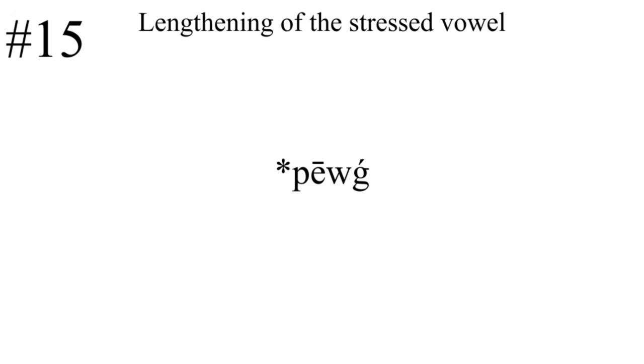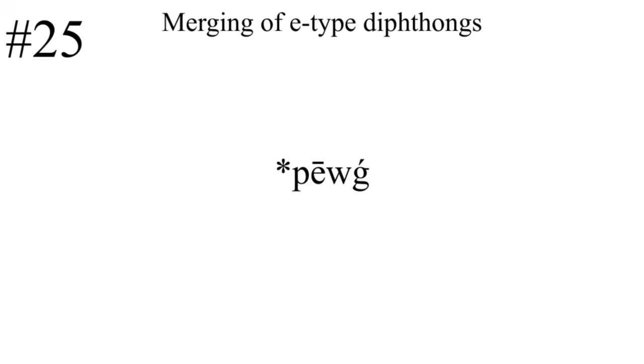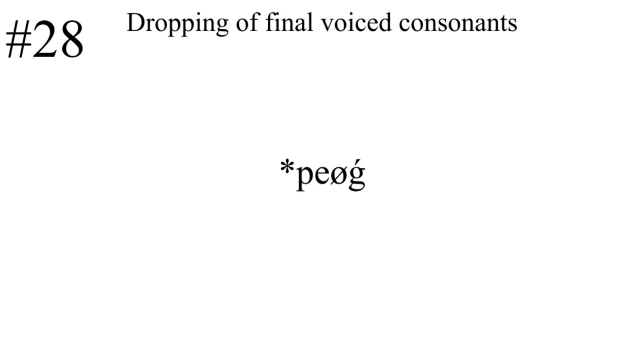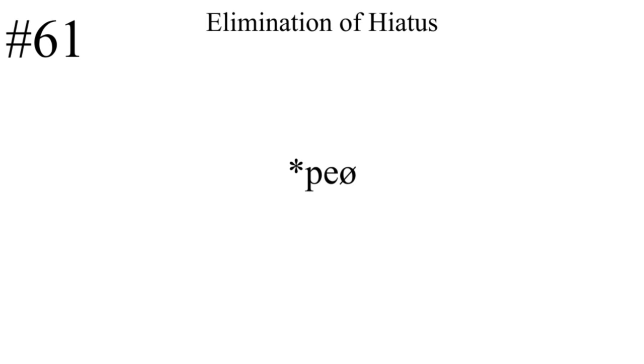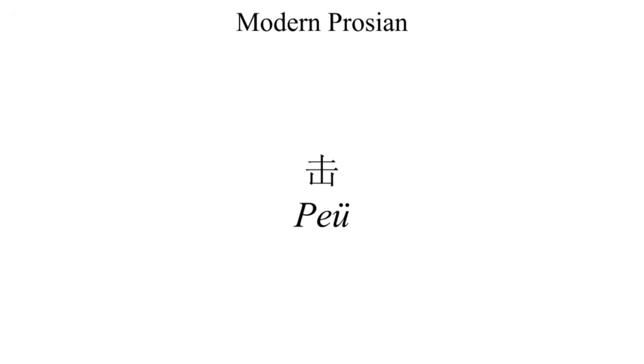Rule 15, lengthen the stressed vowel, peud. Rule 25, o and a became e. It's a beautiful sound. We stand the letter e. Peud. Rule 28, we drop final voiced consonants, peu. And regrettably, Rule 67, o becomes o. So we end up with peu, but that just means to box.